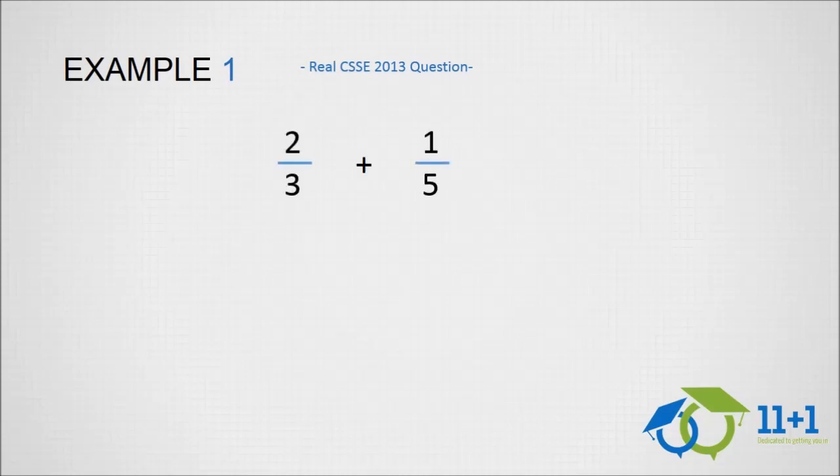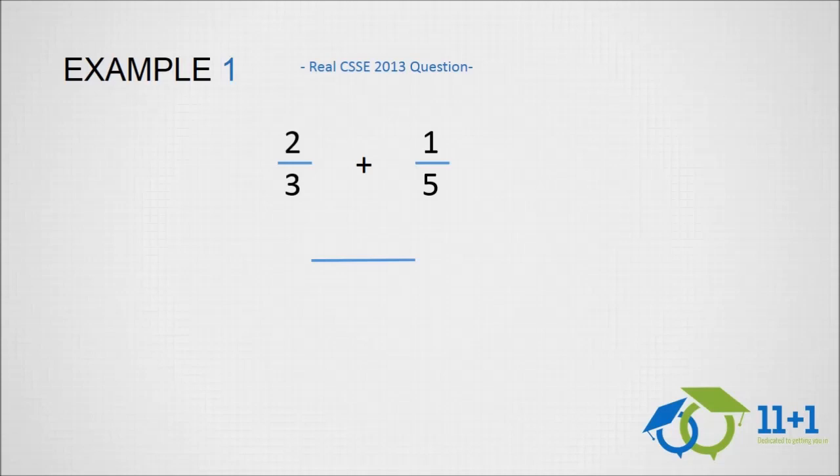Here's an addition question. You should write it out like I have done here. First of all, we need to find what's called the common denominator. To do this, we need to find a multiple of the 2 bottom numbers on the fractions which are common with each other. So the multiples of 3 are 3, 6, 9, 12, 15, etc. And for 5 it's 5, 10, 15, etc.